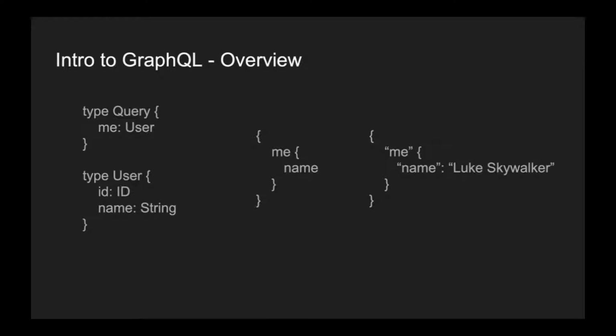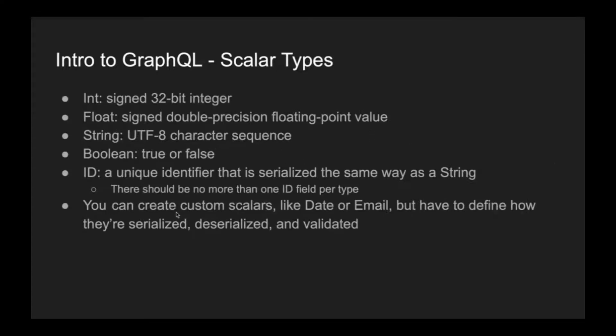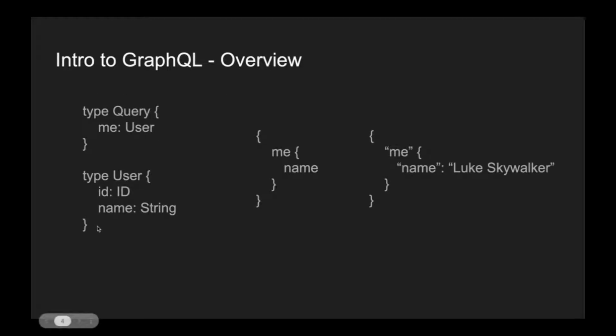This is kind of what GraphQL looks like. On the leftmost side here, you can see an example of how we would define a GraphQL schema. At the top here, we're defining a type called query, and inside this type, there's a field that returns a user.